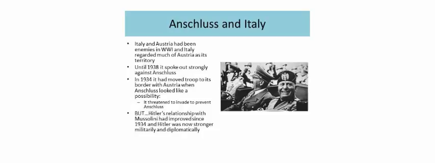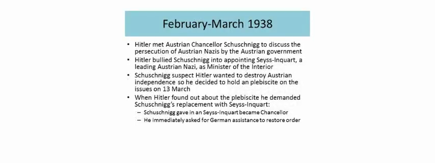Now, it's also partially due to the fact that Hitler, by 1938, most certainly is in a stronger military and diplomatic position than Italy. As a result of this, Hitler meets the Austrian Chancellor, a man named Schuschnigg, to discuss the persecution of Austrian Nazis by the Austrian government. Completely ridiculous pretense for it. And he uses that meeting to effectively bully him.